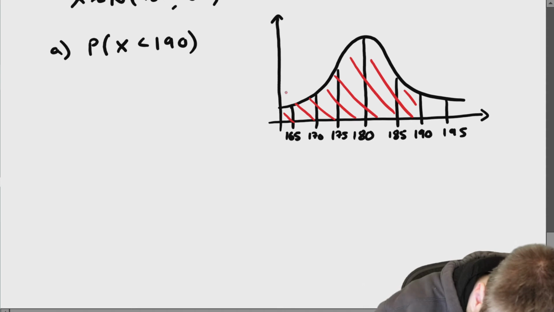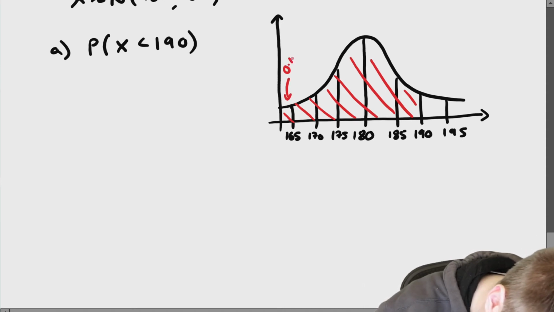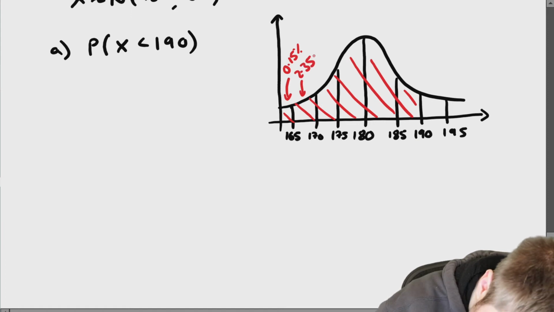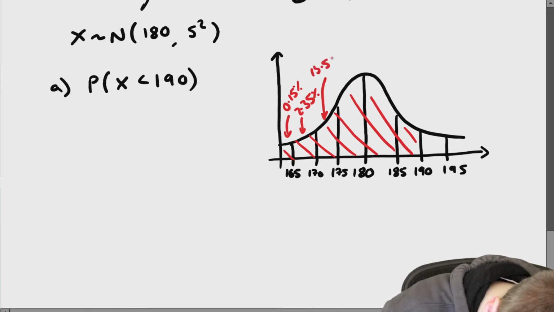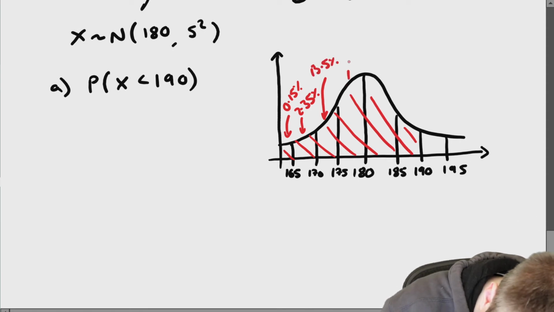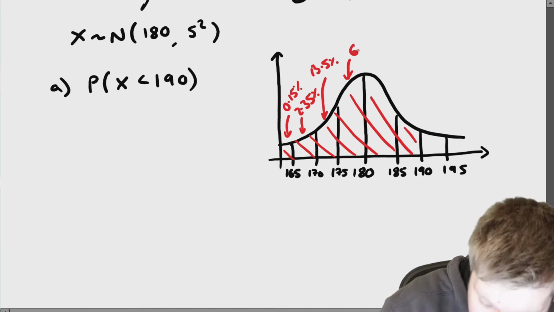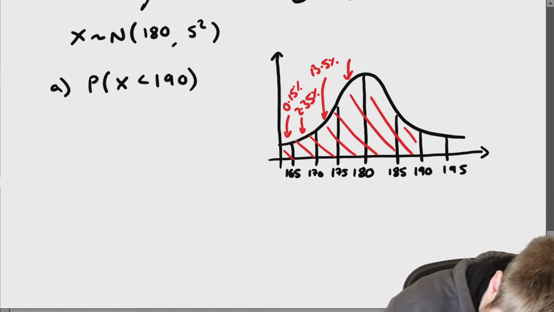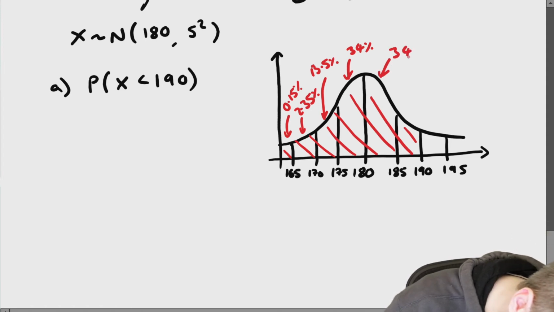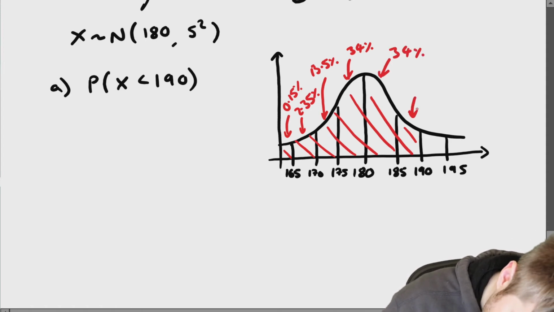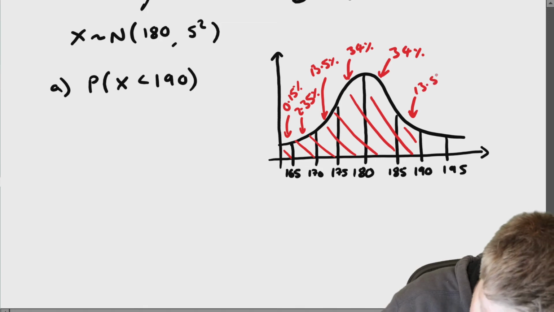I know the probability of ending up in a region down here is 0.15%. The probability of ending up in here is 2.35%. In here it is 13.5%. In here it is 34%, rather, I've doubled it in my head. The probability of ending up in here is 34%. And the probability of ending up here is 13.5%.